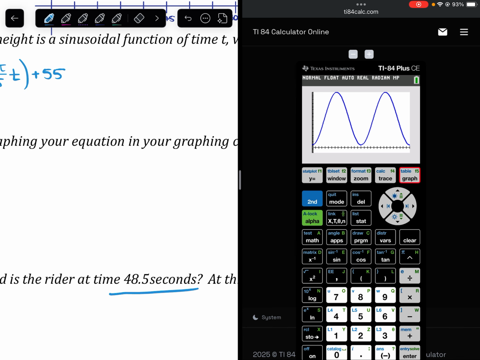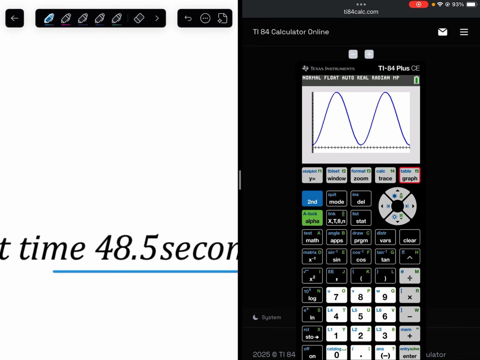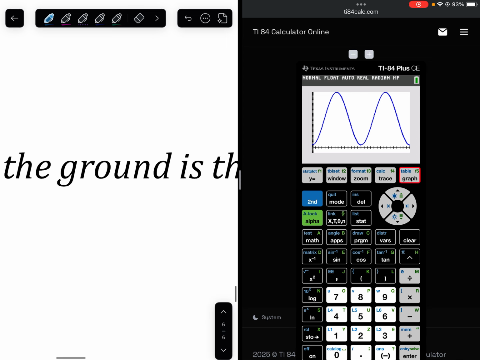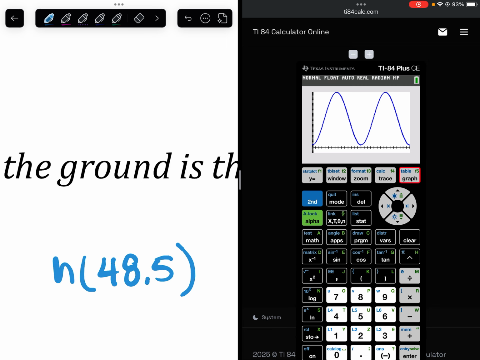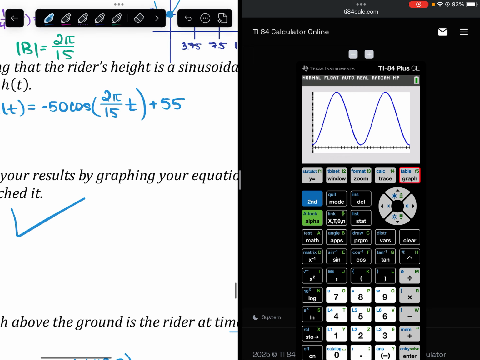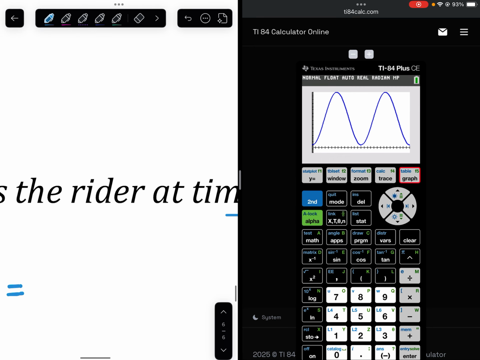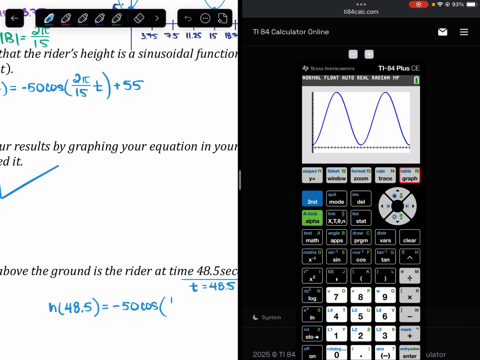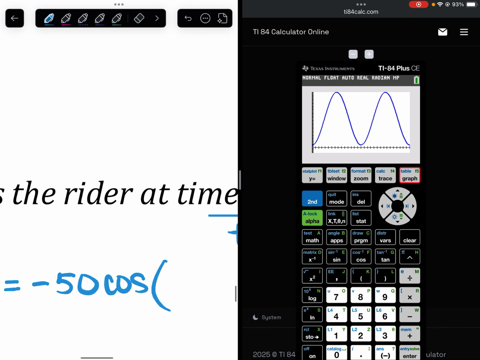How high above the ground is the rider at time 48.5 seconds? So at time 48.5 seconds means what is h when t equals 48.5? So we're looking for h of 48.5. So a couple ways you can do this. You can go through all the trouble of typing that whole mess into your calculator. It's not necessary. Let me get it written out. Was it 2 pi 50? Yeah, 2 pi 15ths.